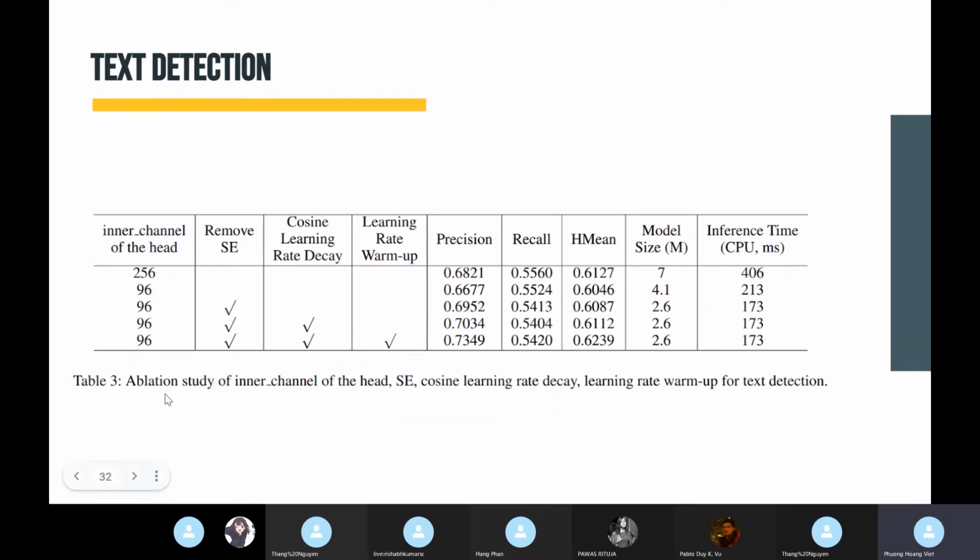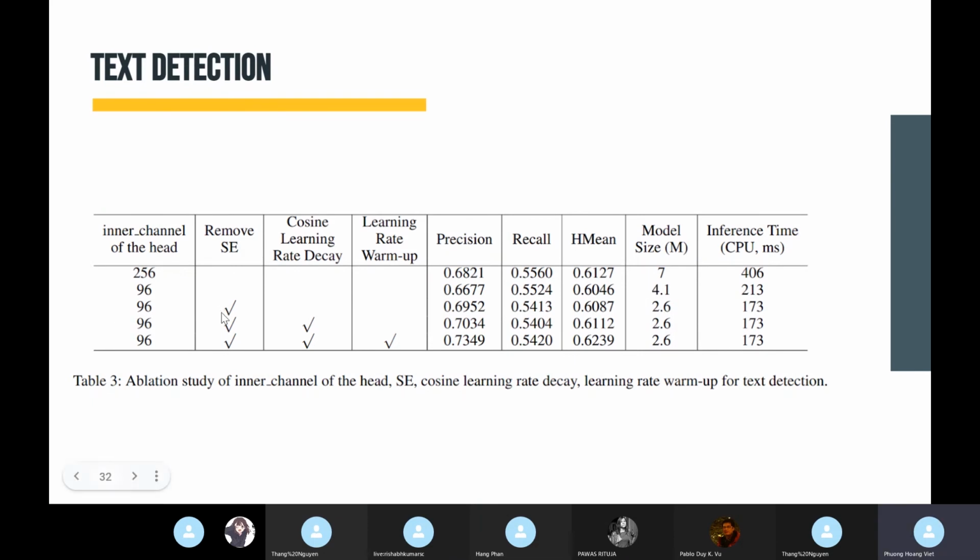This table shows the ablation study of inner channel, removing SE, the cosine learning rate decay, and the learning rate warm-up, and it shows the precision, the recall, the H-mean, the model size, and the inference time. The first is the inner channel of 256. And the second is also that, but the inner channel is reduced to 96. You can see that the precision is reduced only a little, but the model size is reduced by 41%, from 7 to 4.1.